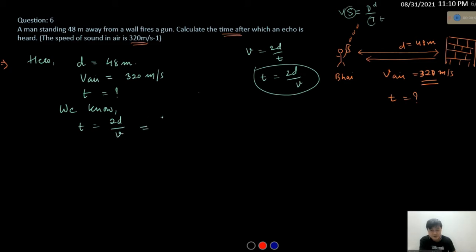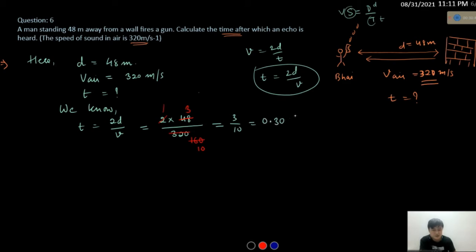So this is equal to 2 times the distance, which is 48 meters, divided by 320. Again I'm telling you guys, the unit of all the quantities should be the same. Now we have to cancel out here. 2 1s are 2, 2 1s are 2, 2 6s are 12, 2 0s are 0. 16 will go to 16 1 0 10, 16 1s are 16, 16 3s are 48. So it's coming here 3 upon 10, which can be written as 0.3.